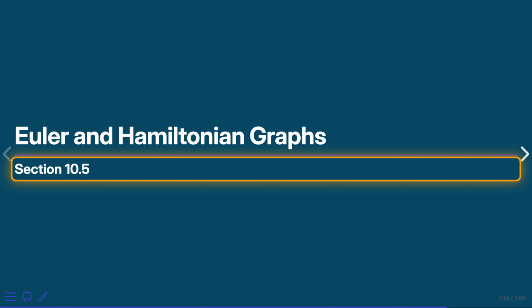Now we turn to a new topic, Euler graphs and Hamiltonian graphs. Can we draw a walk that uses every edge exactly once, or a walk that visits every vertex exactly once? These two questions look alike, but they turn out to be very different.